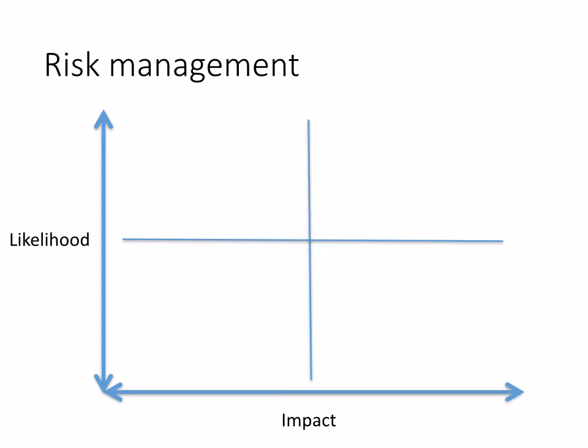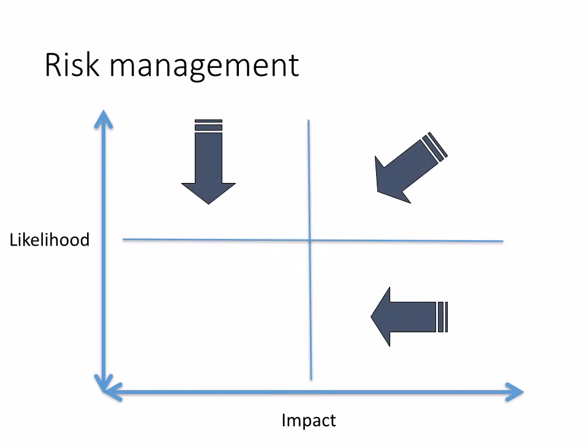So your overall goal is to try to move your risks to the bottom left quadrant on this map. What could you do to either reduce the impact of the risks happening or the likelihood of them happening in the first place?